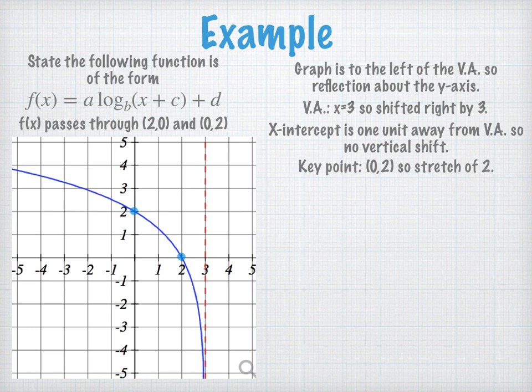So now that we have all of these things, we're going to plug them into our function. So what we have, vertical stretch of 2, that means a is equal to 2. We don't know anything about our base b just yet. We know that we've shifted right by 3, so we have x minus 3. But then our reflection, we have to put that inside our function with x. We're going to make the x minus 3, that quantity, negative.